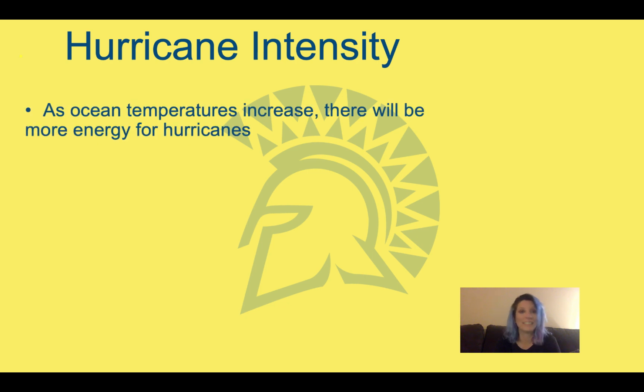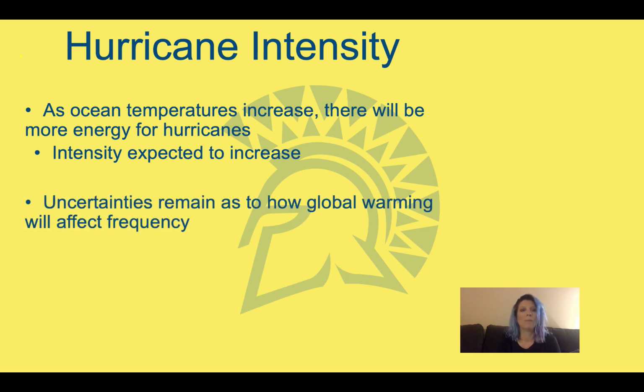All right, now hurricane intensity. As ocean temperatures increase, there'll be more energy for hurricanes. One of the ingredients for a hurricane is high sea surface temperatures. As our sea surface temperatures get warmer, and as our atmosphere gets warmer and warms the sea, it's just going to cause more fuel for those hurricanes. And the intensity is also expected to increase. There are some uncertainties, though, as to how global warming will affect frequency. We don't know if it'll cause them to happen more often. We just know that there'll probably be more intense hurricanes when they do happen.